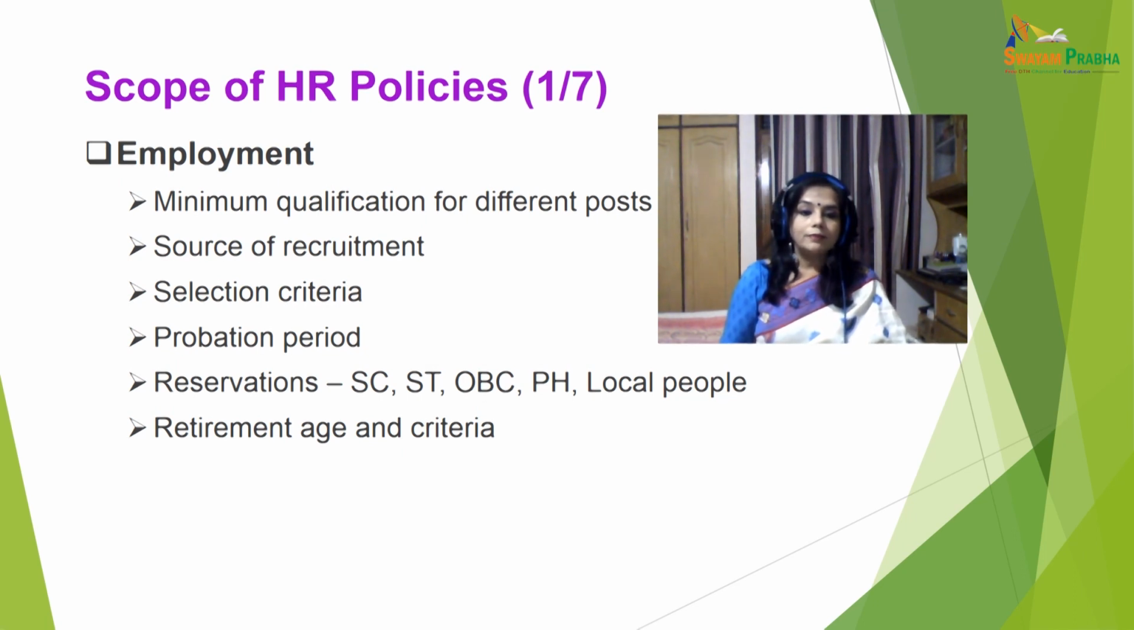One is minimum qualification for different posts. That can be specified in advance in the employment policy. Again, it will reduce any kind of anomalies. Then sources of recruitment, from within or outside. If from outside, which sources we are going to take is mentioned in the employment policy. Then the selection criteria. What kind of selection criteria will you have? How many steps will you cover?